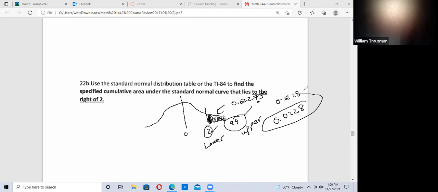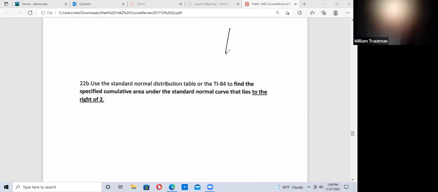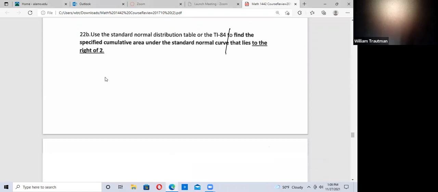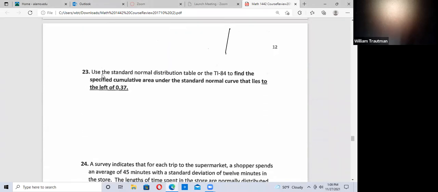All right, let's try question 23. It's always good to draw these normal curves so you understand what's going on, I think, when you're doing this. Same as this one. If you look at it, use the standard normal distribution. It says TI-84, but we're using the TI-Nspire, that lies to the left of 0.37. So once again, let's just draw the normal curve.